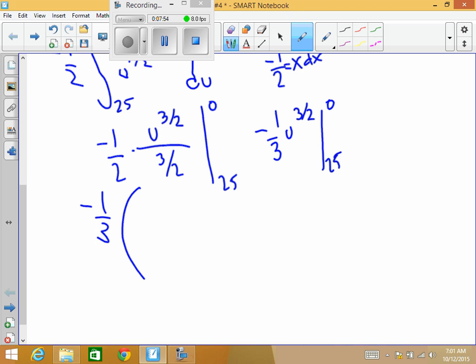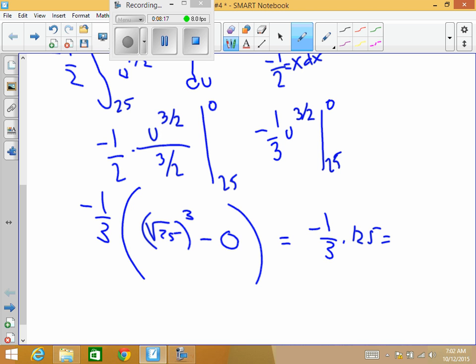I'll keep the negative 1/3 on the outside. So 25 to the 3/2 really means square root of 25 cubed. 0 to the 3/2, that's going to be nice. 0 to any power is 0. So square root of 25 is 5. Cubed is 125. So it looks like we end up with negative 1/3 times 125 equals negative 125 over 3.